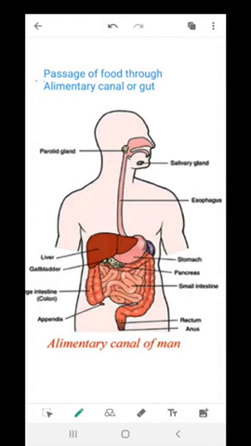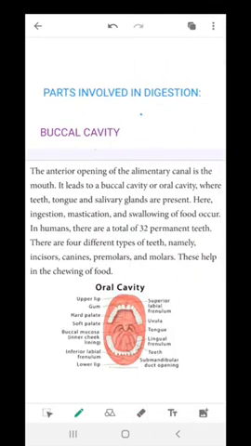Alimentary canal is also known as gut. You can see here clearly, this alimentary canal is the long tube extending from the buccal cavity to the rectum and anus. The first part involved in digestion is the buccal cavity. Buccal cavity is also known as oral cavity and it is the opening of the mouth. The anterior opening of the alimentary canal is the mouth.